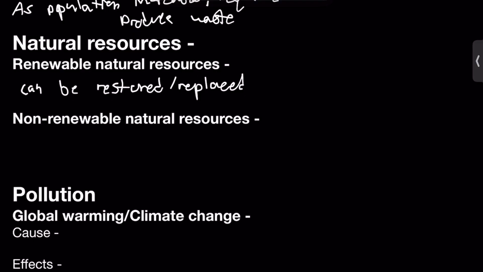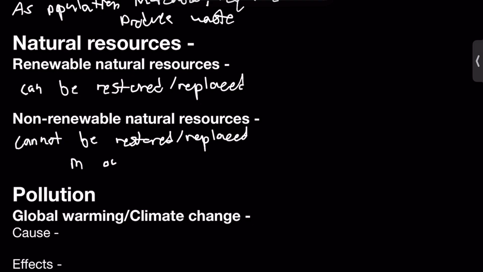However, non-renewable natural resources are resources that cannot be restored or replaced in our lifetime. And these ones often have a lot more negative effects on the environment. Some examples of these are coal, oil, and natural gas. For example, once we burn some coal or use some oil, you can't put the oil back in the environment to use it again. Once it's burned, it is not going to be restored or replaced anytime in our lifetime.